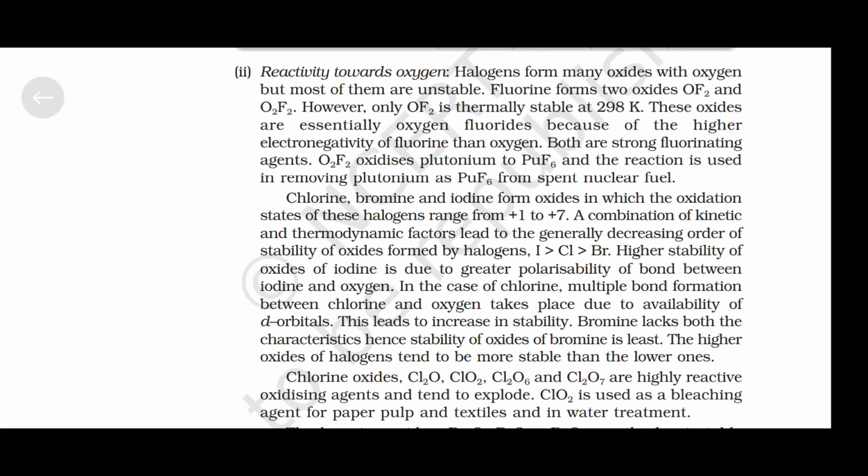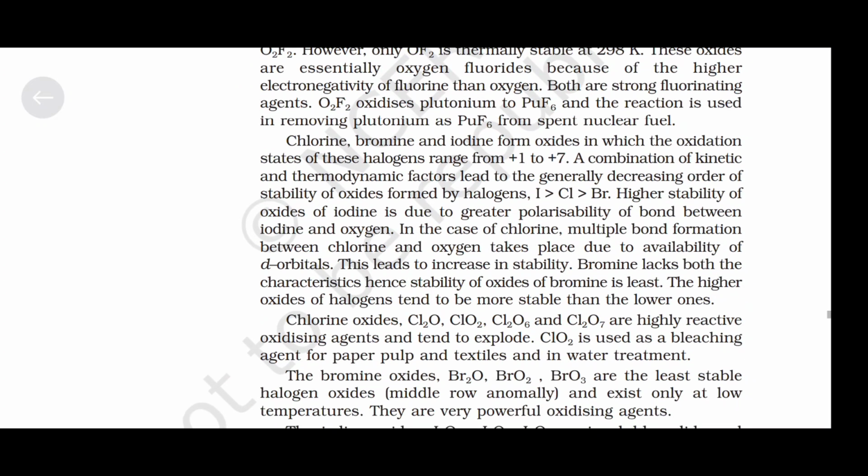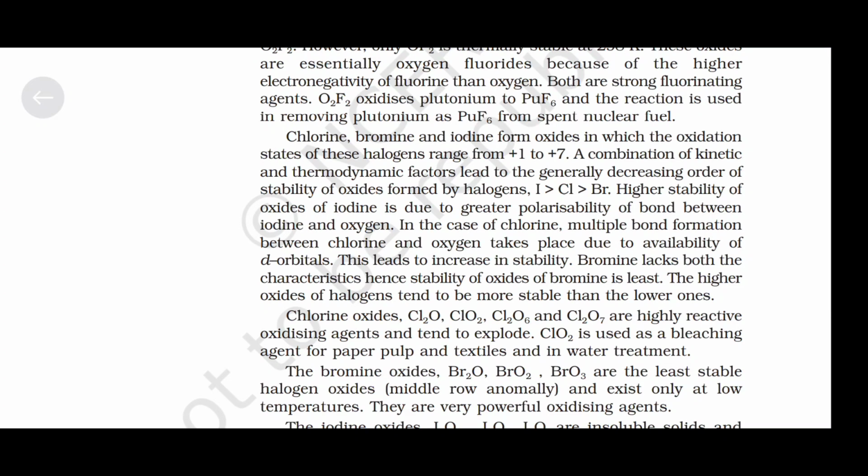Both are strong fluorinating agents. O2F2 oxidizes plutonium to PuF6 and the reaction is used in removing plutonium as PuF6 from spent nuclear fuel. Chlorine, bromine and iodine form oxides in which oxidation states of these halogens range from +1 to +7.